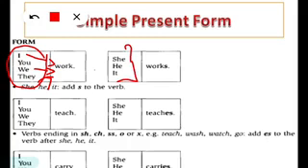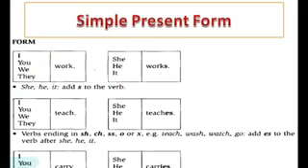Third person singular will take 's' along with the verb. Can you see? She works, he works, it works. Is it clear? So for first person, second person and plural forms you have to remove the 's', you should not add 's'. And for third person singular you have to add 's'. Is it clear till this, children? Look down. She, he, it, add 's' to the verb.